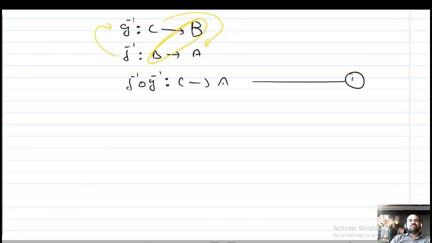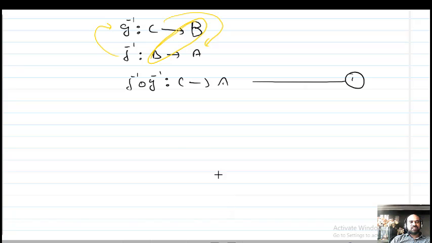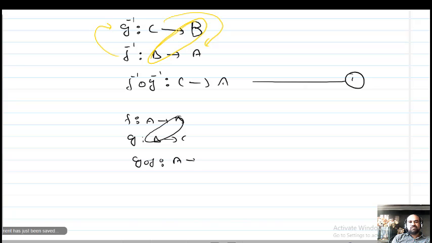This is number 1. So students, what happened? This is from C to A. First thing. After that, I can say the domains are the same. First of all, find G circle F. F should be written first, A to B. G is from B to C. Automatically, G circle F is from A to C.